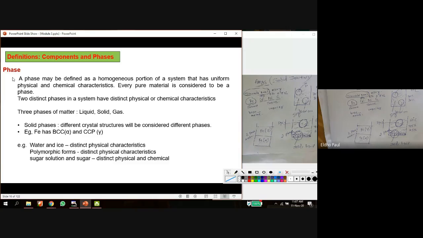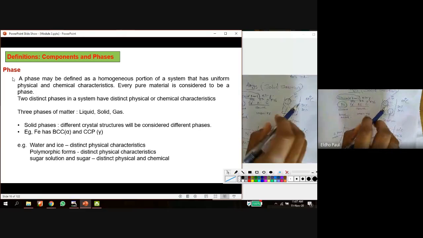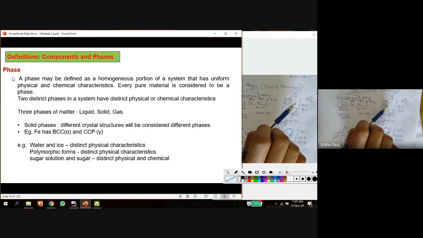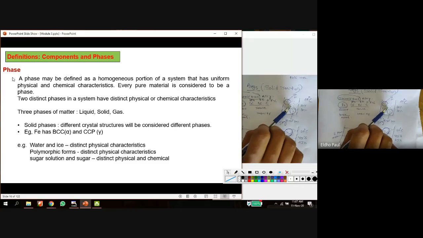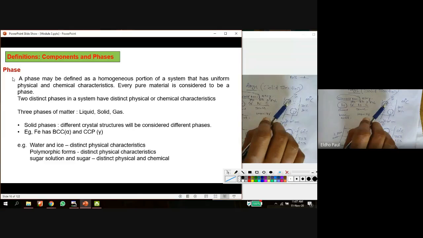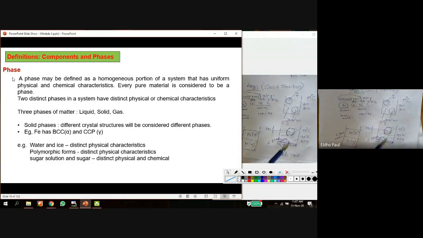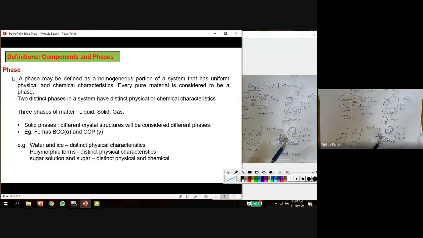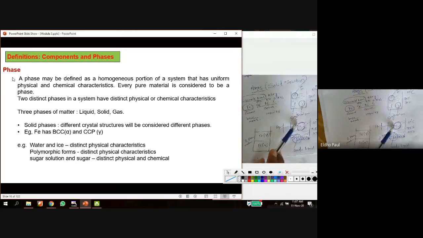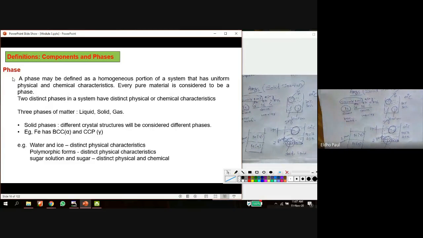Yes, this is the single phase. It's a completely soluble liquid solution, completely sugar particles dissolved in the water particles. So this is completely a single solution phase. But here it is not a single solution phase. Here we can see two phases. This region has one phase and this region has a different phase.